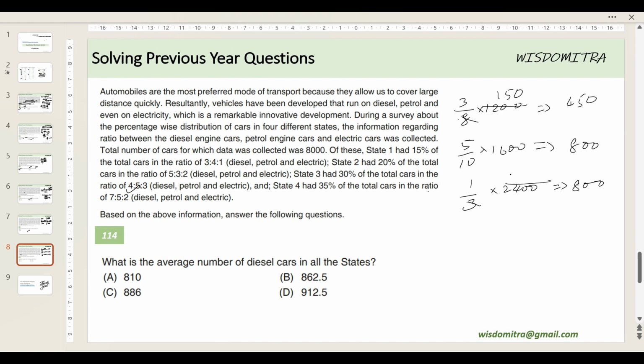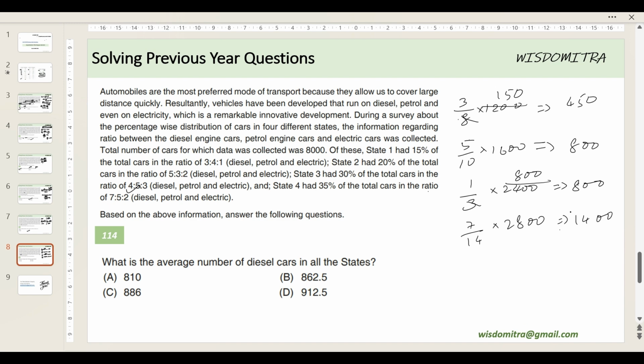3, 3 8s are 24. Right? And then the last state, 7 out of 14. Right? Which is again 1 by 2 of the total number of cars, which was 2800. So half of 2800 is nothing but 1400. I need to find the average of these, right? So sum total them and then divide by 4. That's the way you calculate the average.